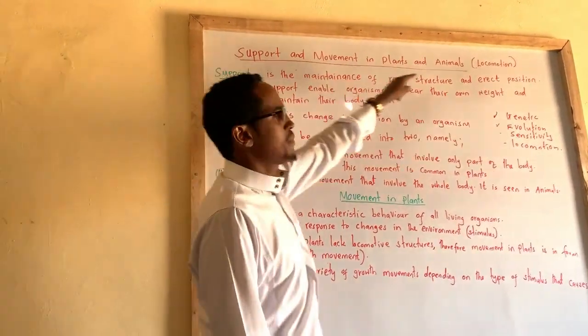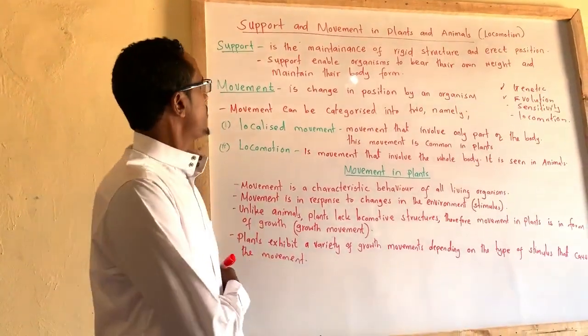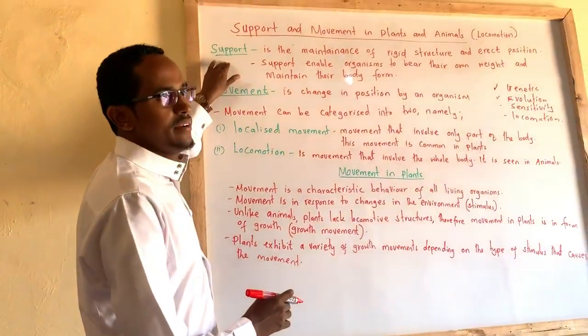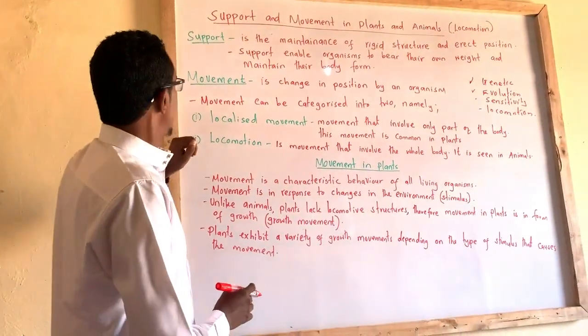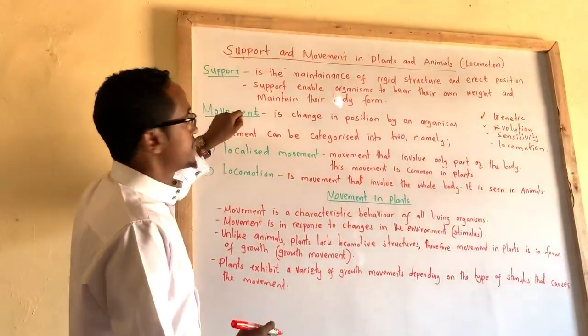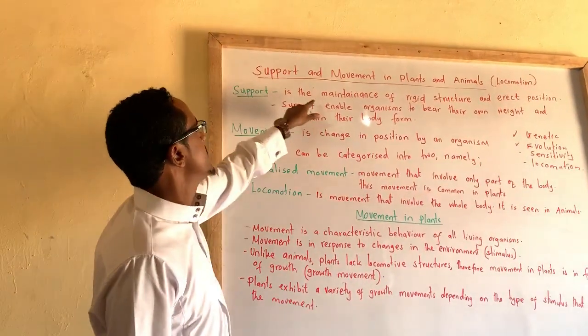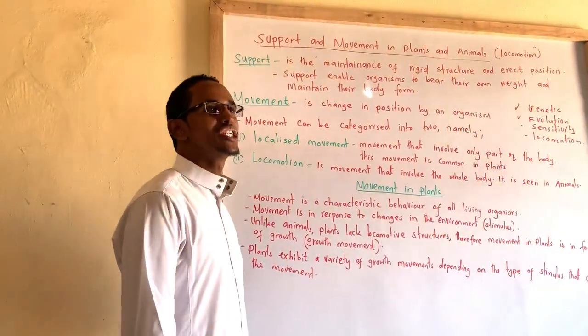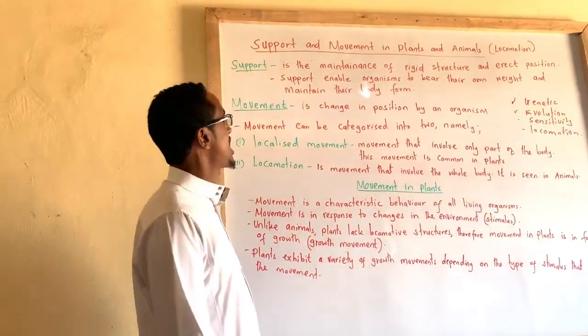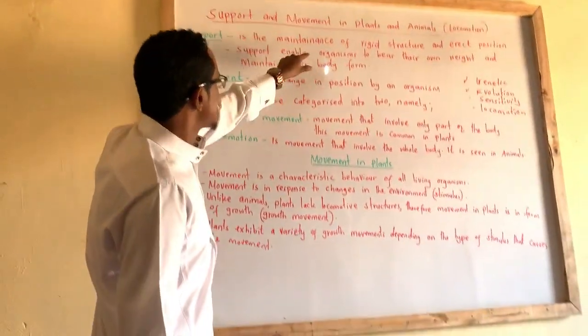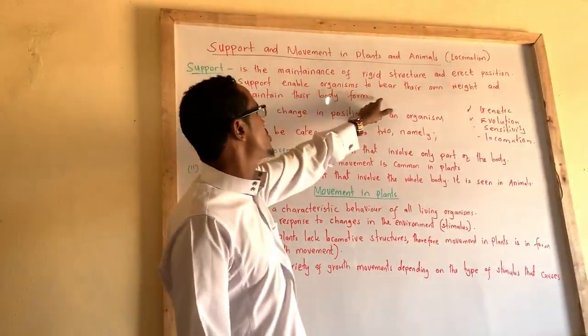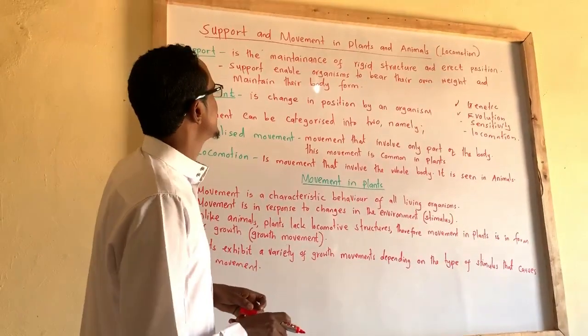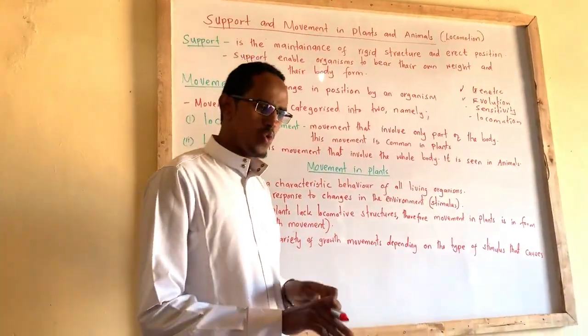Support and movement in plants and animals is the topic. I will define the important terms, support and movement. What is support? Support is the maintenance of rigid structure and erect position. This enables organisms to bear their own weight and maintain their body form. What do we mean by that?